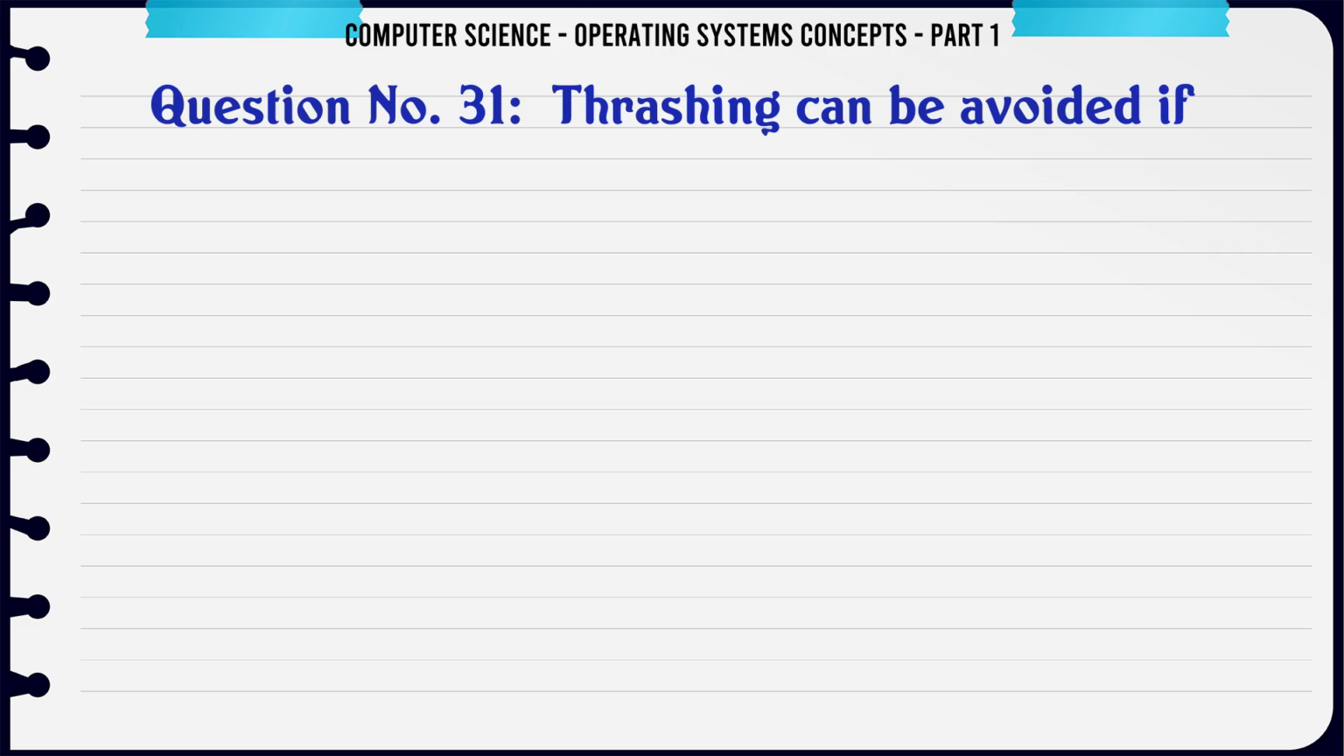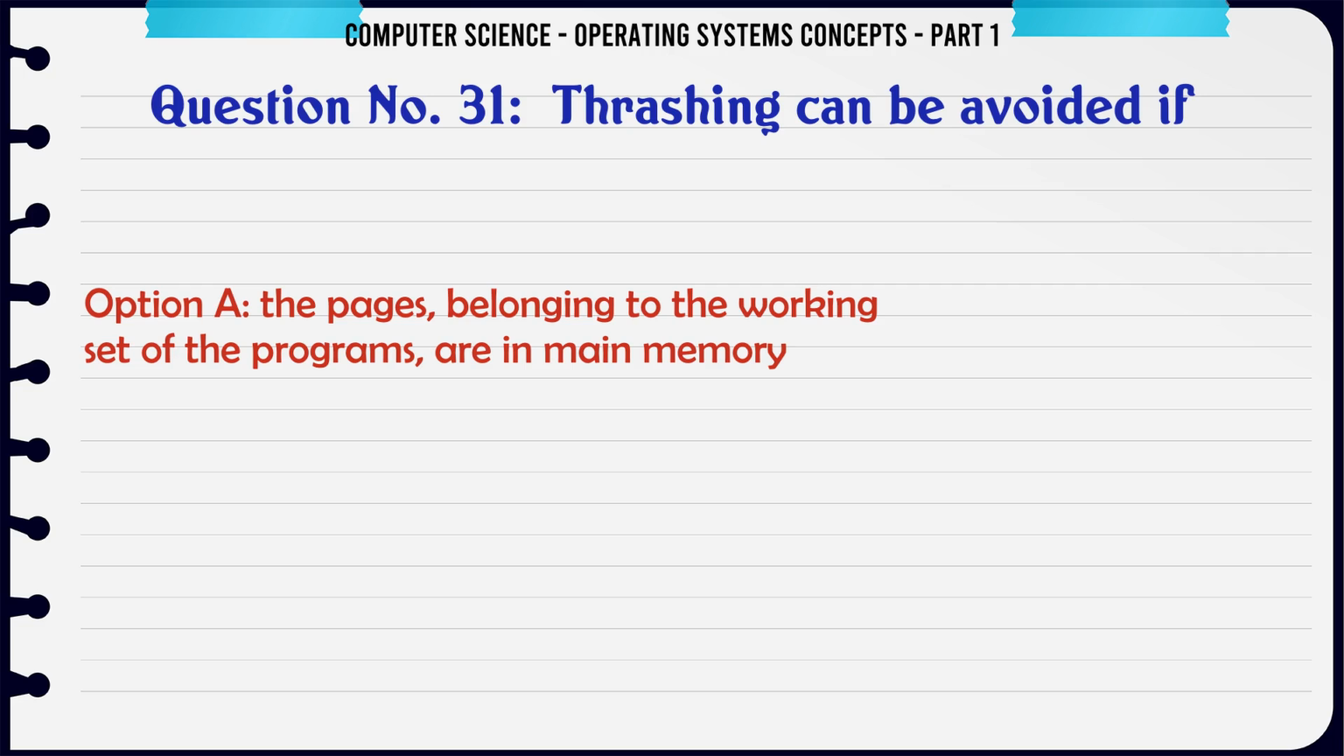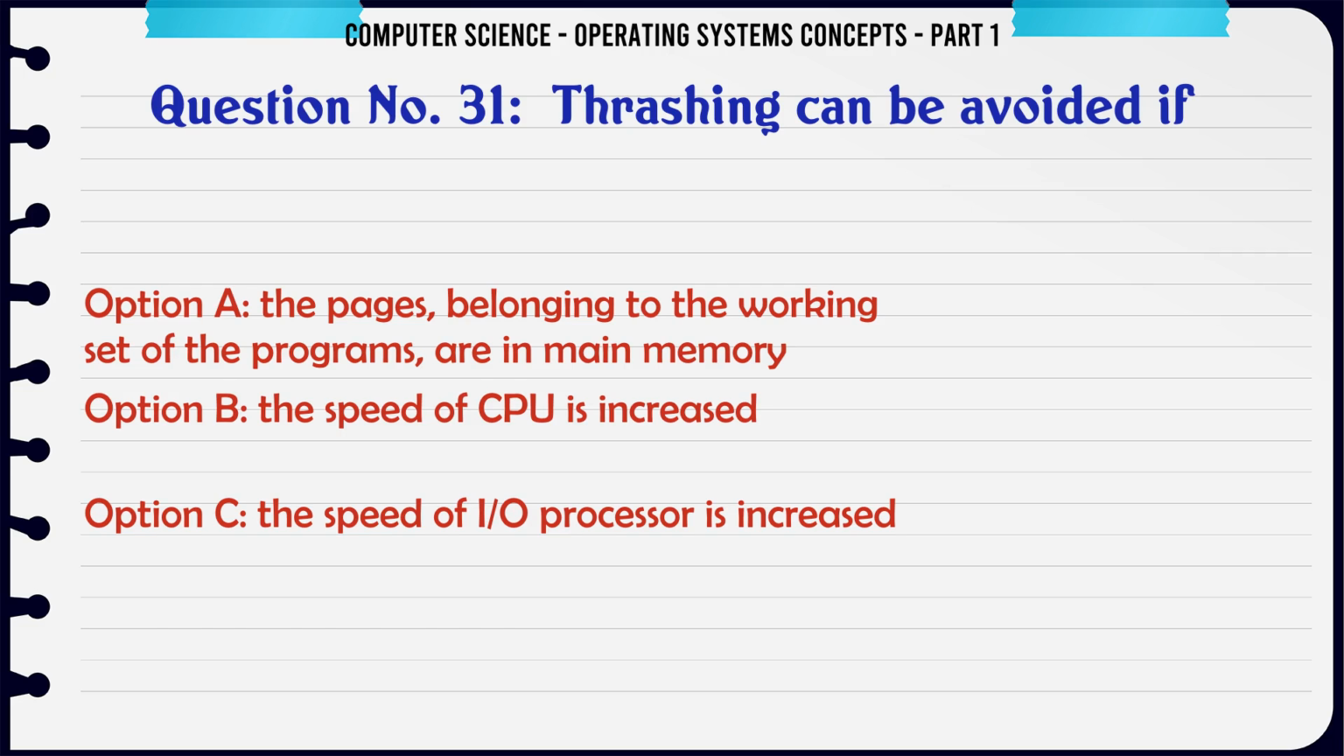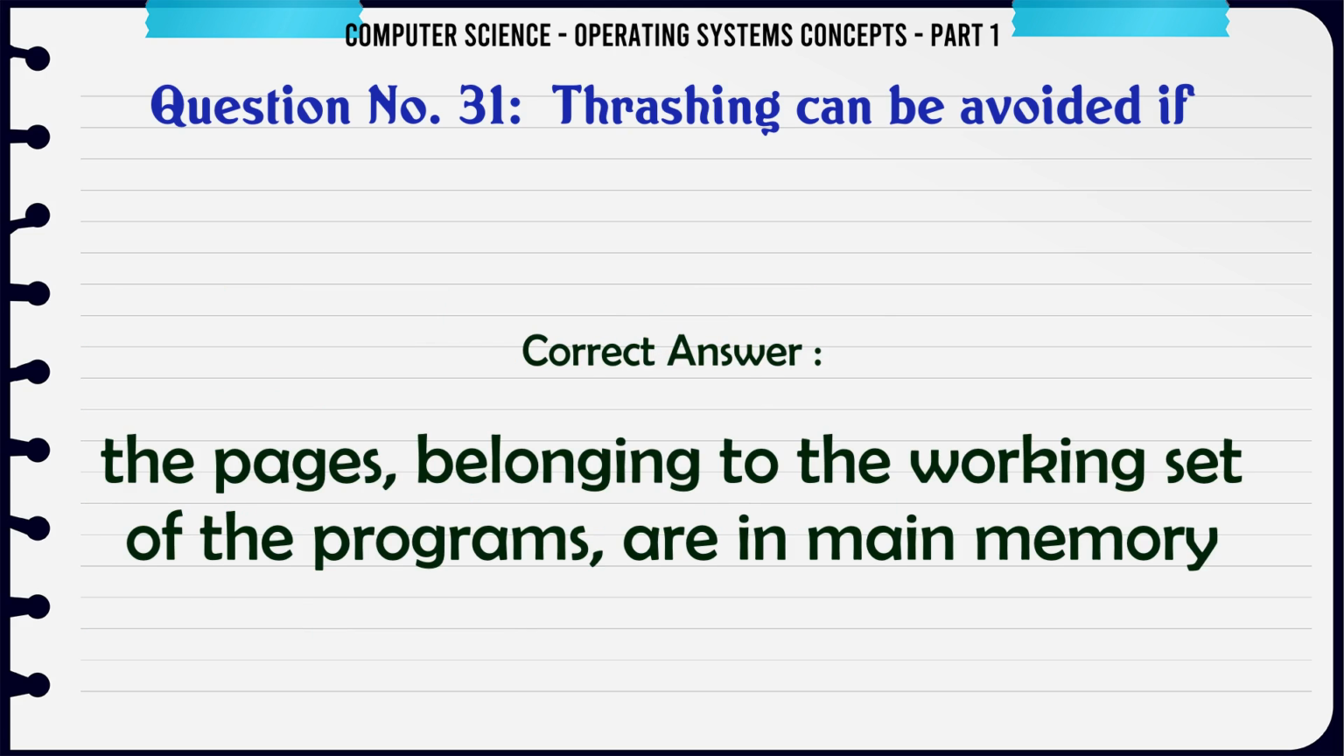Thrashing can be avoided if A. Other pages belonging to the working set of the programs are in main memory. B. The speed of CPU is increased. C. The speed of I/O processor is increased. D. All of the above. The correct answer is the pages belonging to the working set of the programs are in main memory.